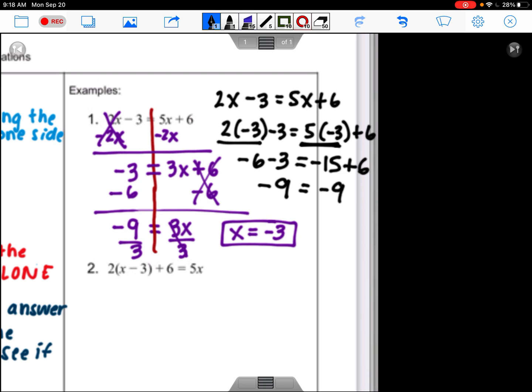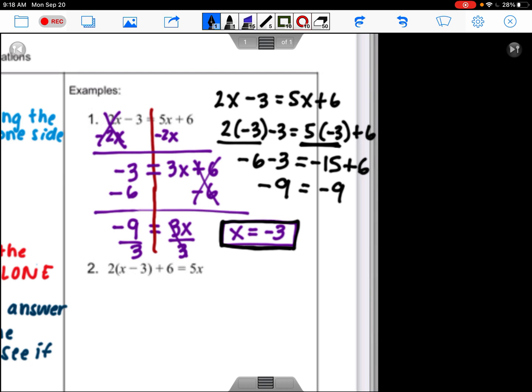Is that a true statement? Yeah, negative 9 definitely equals negative 9. So does that mean x equals negative 3 works? Yes. So that's my final answer. So you see how we can actually prove it's true by plugging it in? Now, do I want you to plug it in every single time? Not for equations. There will be times where we have to plug it in because sometimes our answers won't work. But that's not true of an equation, okay?